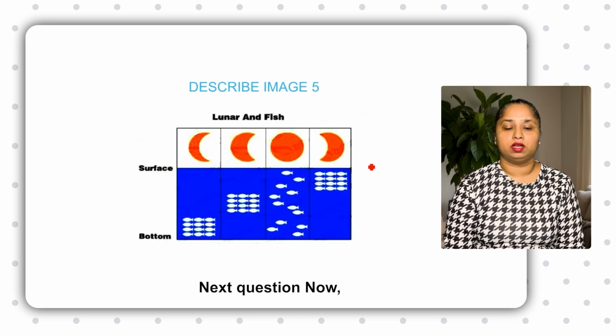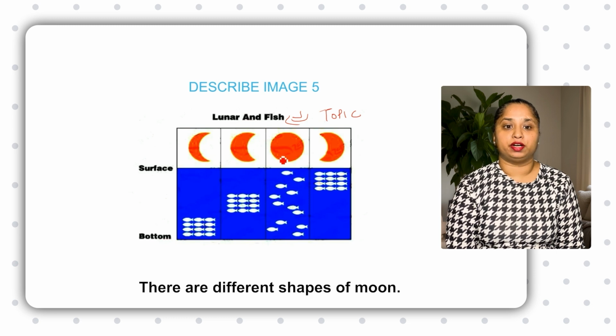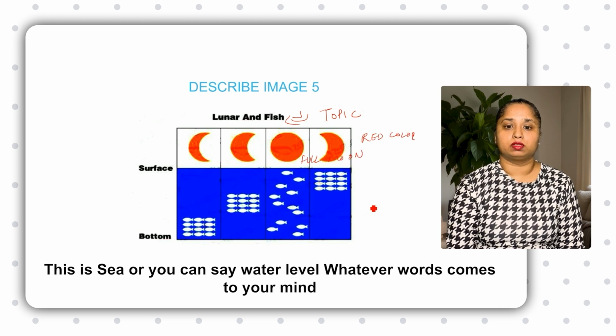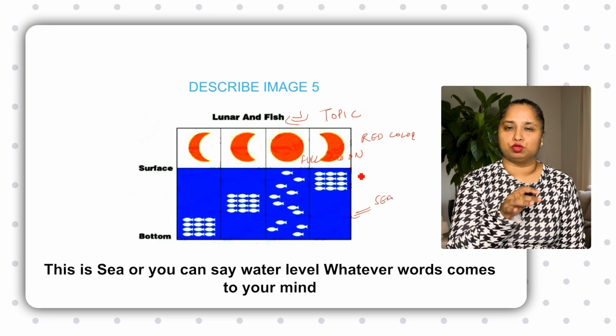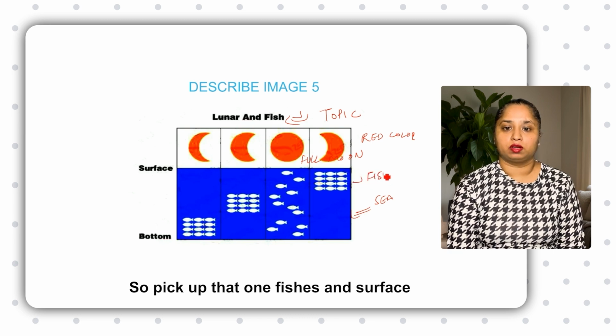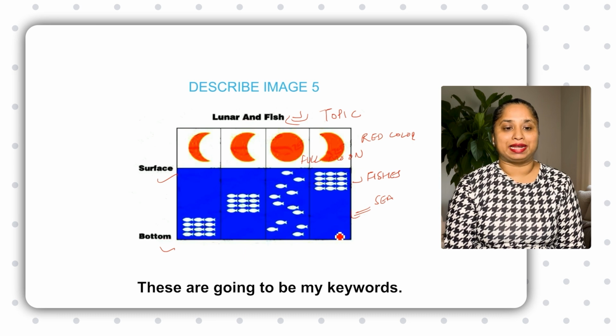Next question. Now this is going to be my topic. Keywords: there are different shapes of moon. This one is your full moon, red color. This is sea, or you can say water level. Whatever words come to your mind on the spot, pick up that one. Fishes and surface, water. These are going to be my keywords.